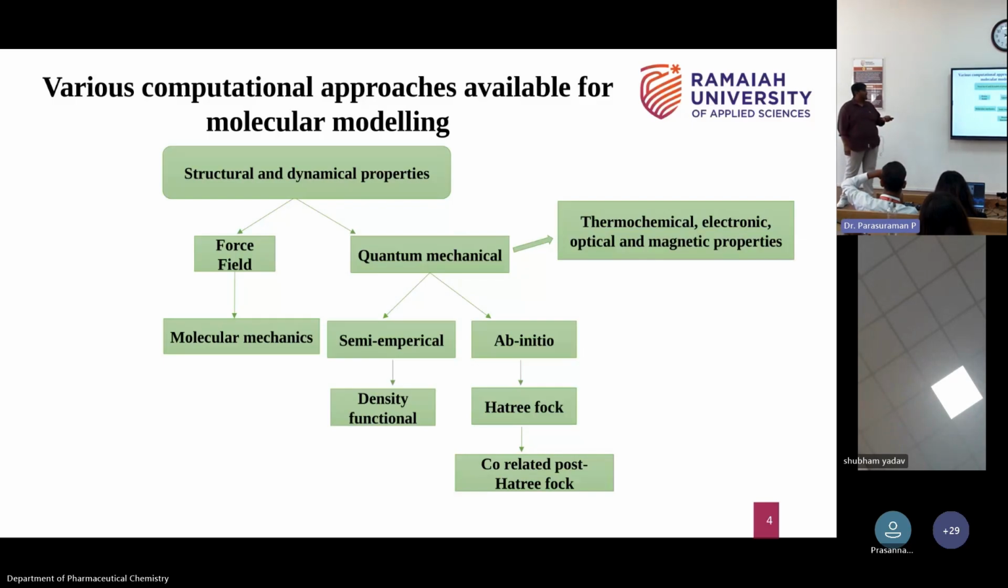In quantum mechanics, we will be focusing on the thermal properties and electronic properties of a particular structure, so we'll be using a quantum mechanical system. In that we have different types: semi-empirical and ab initio methods. As the list goes, the computational complexity increases.